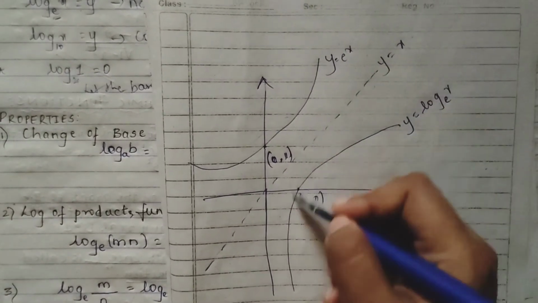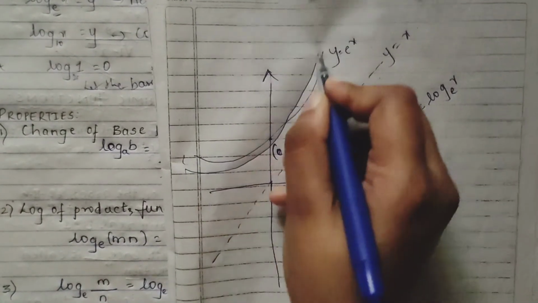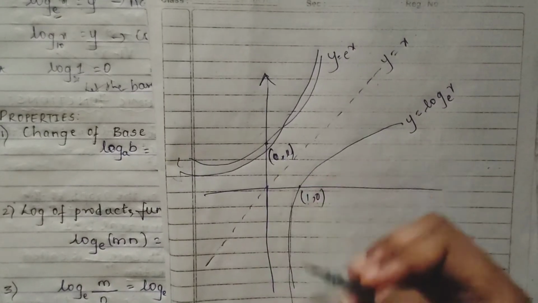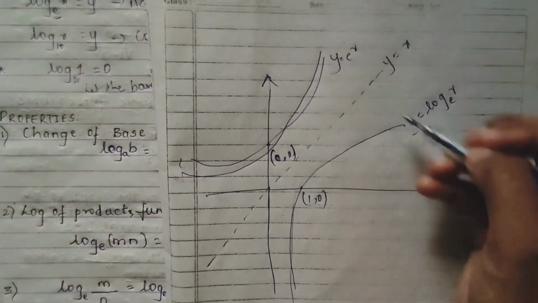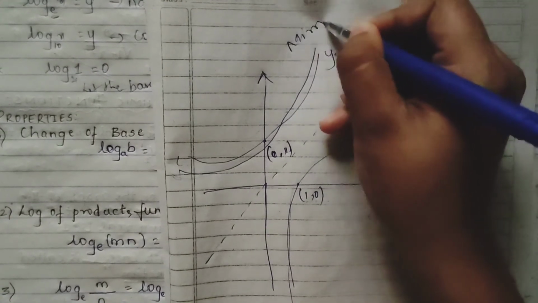As you can see, this will be going on increasing and this will also be going on increasing. So they both are mirror images, you can tell, right? This is upward and this is downward. So both are mirror images of each other.